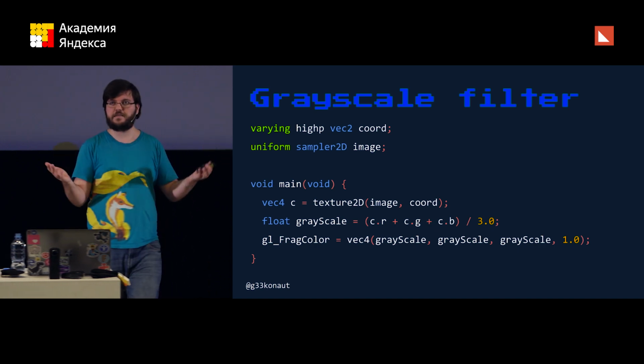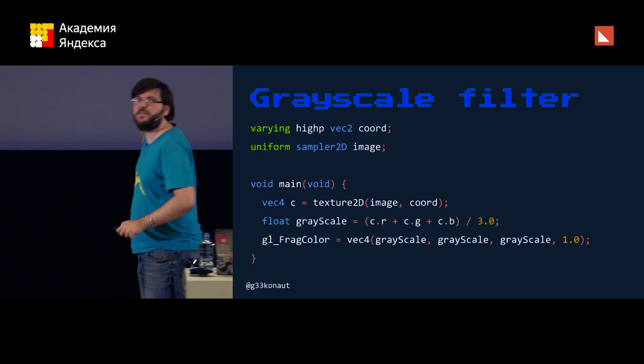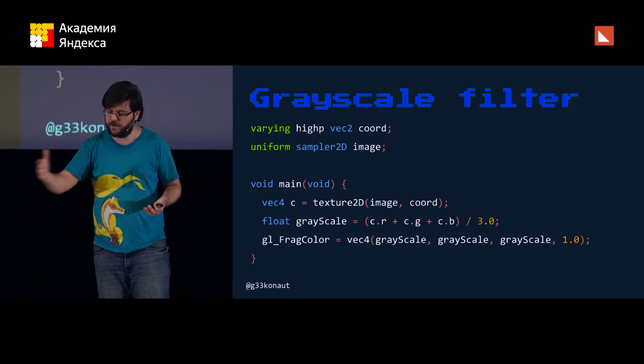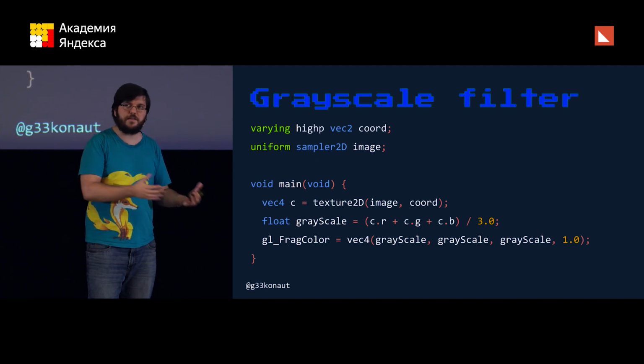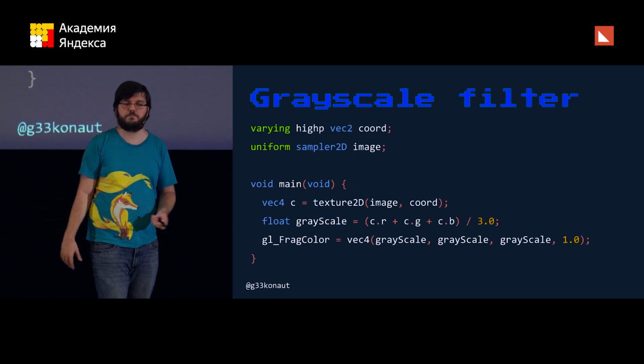And when you have a CSS filter called grayscale, that's what it does. No magic. It's literally just taking the color, adding up the red, green, and blue, dividing by 3, and using that for red, green, and blue in the output. And that's how grayscale works.